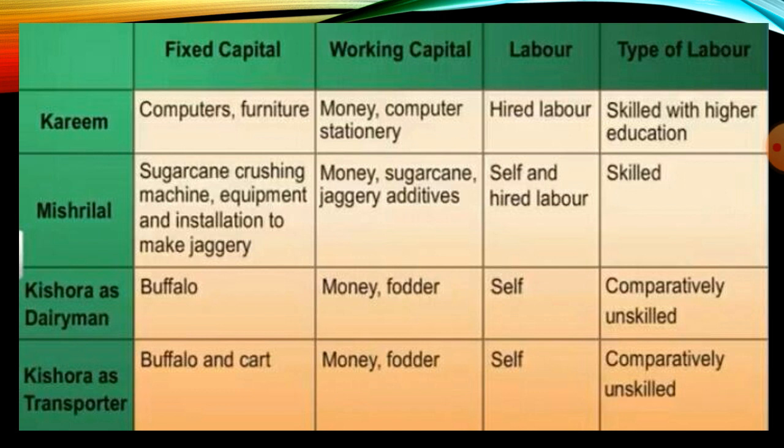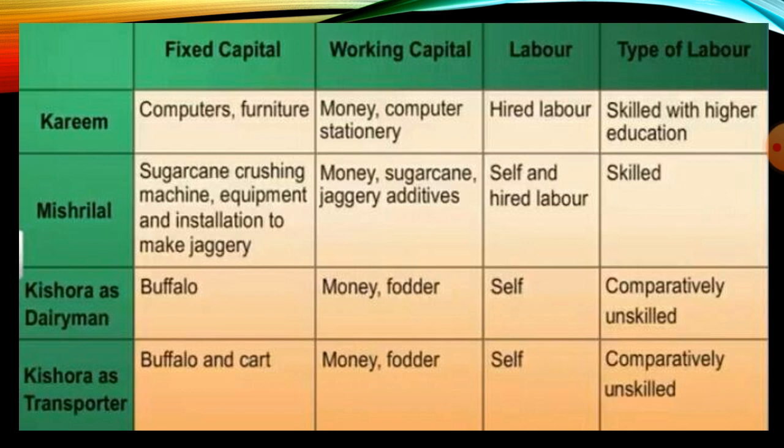And at last we are going to learn how the different types of factors of production work, or the different types of capital there are. Now the first example is of Kareem. The story, as I had told you, is that he had bought a computer. So the computer or the furniture he had bought is what type of capital? It is a fixed capital. And what is his working capital? That is money, computer, stationery. And what is his labor? He had hired 2 women. Those are labor. And what type of labor is it? It's skilled with higher education.